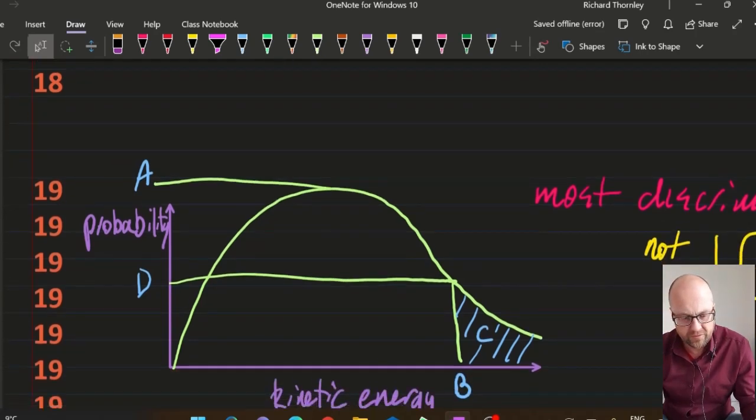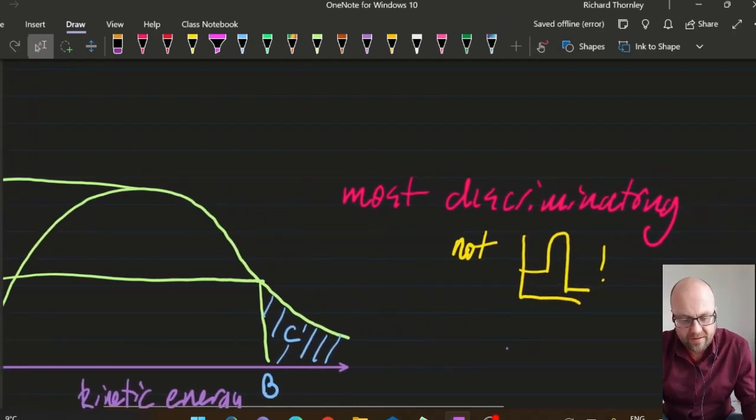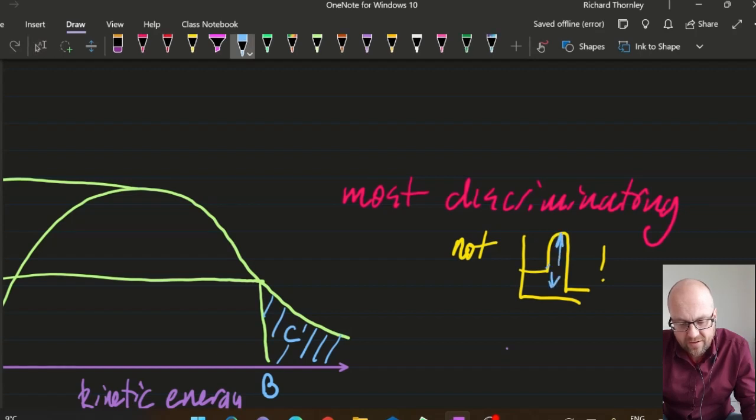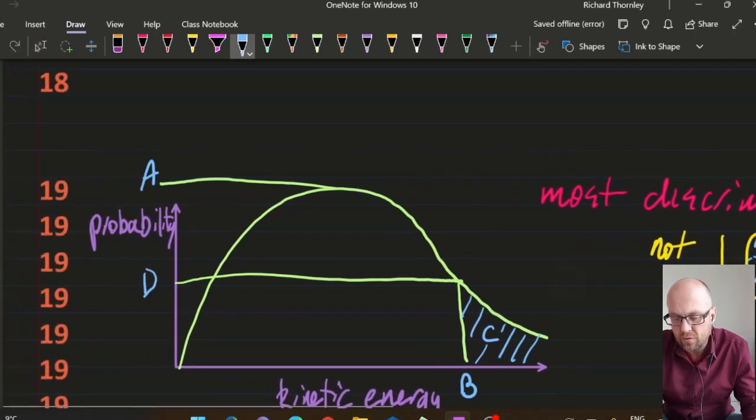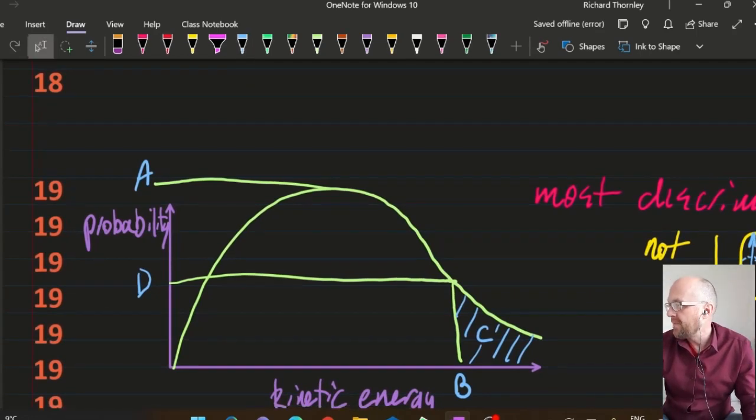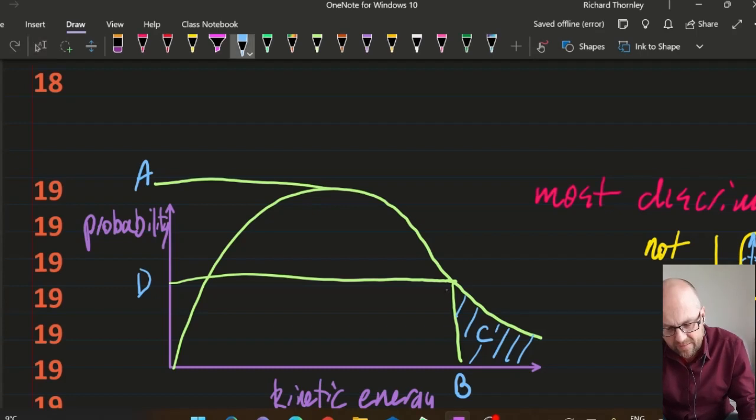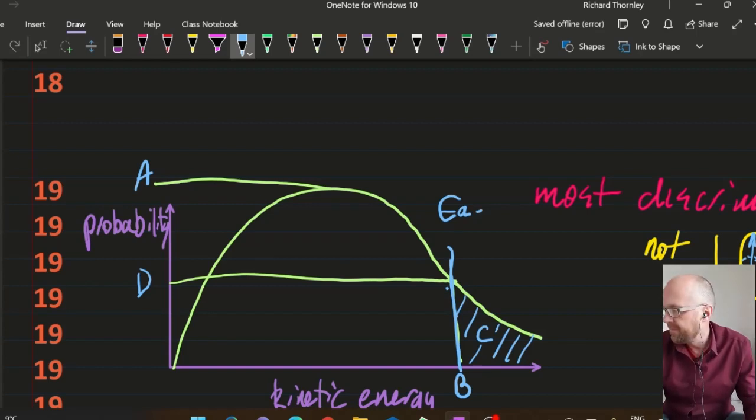19, Boltzmann distribution. Oh, this was the most discriminating. So the IB said that people got confused with this and the energy diagram, you know, where there's delta H and activation energy and the catalyst. No. So what represents the activation energy? Isn't it B? It's just B, isn't it? 19B, yeah, 19B. So this line here is EA. Lovely.